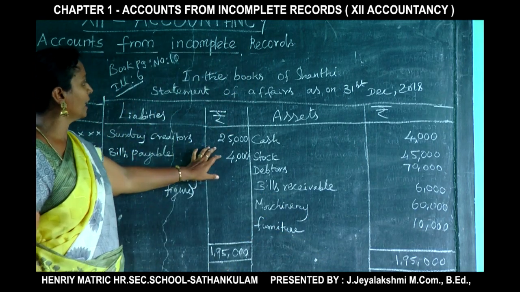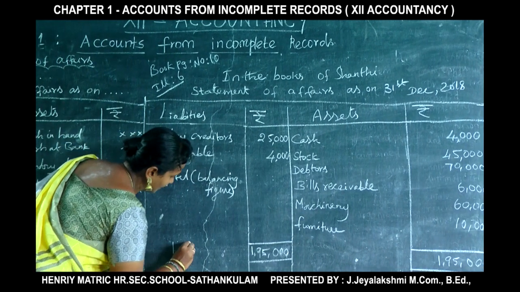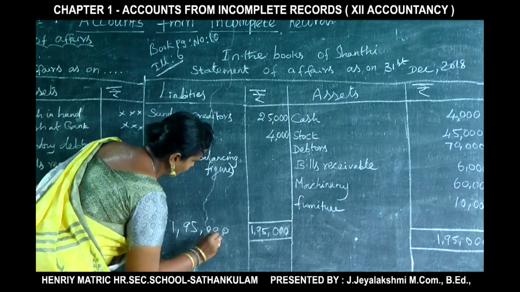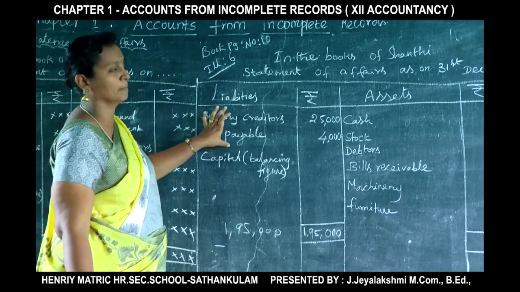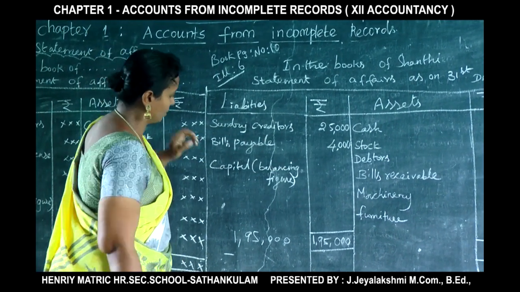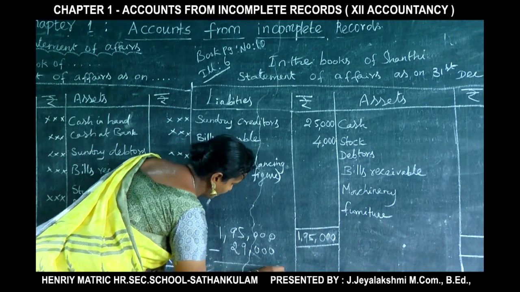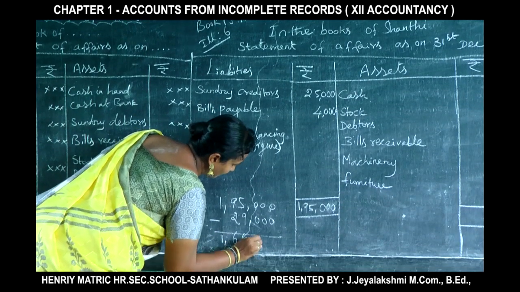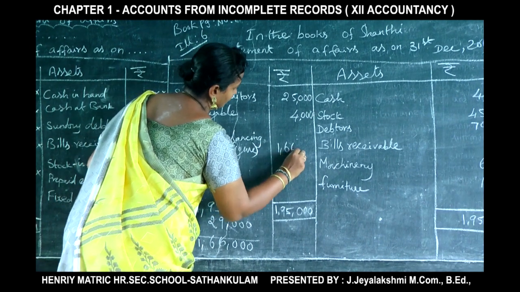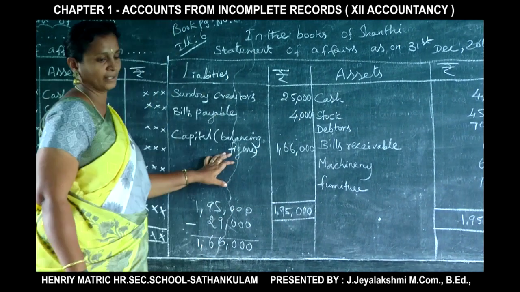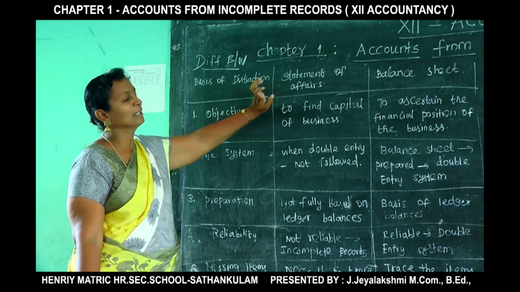So we have to deduct the 29,000. How are we going to deduct? From 1,95,000 we take only sundry creditors and bills payable. So in total we have 29,000. Finally we got 1,66,000. That should be written here as the balancing figure.